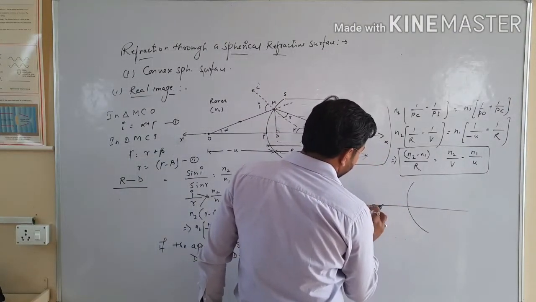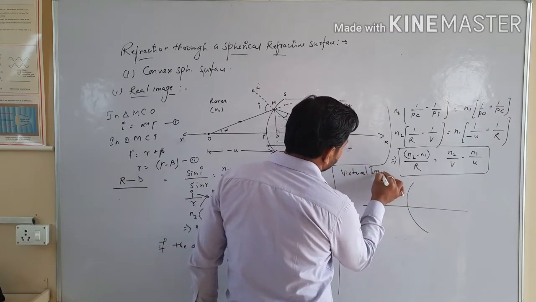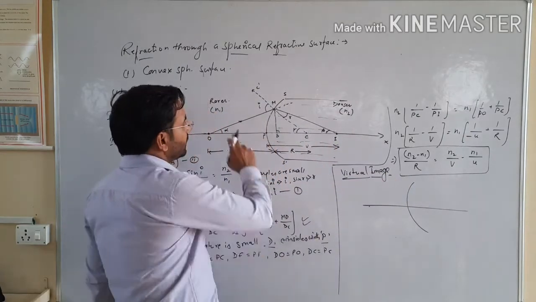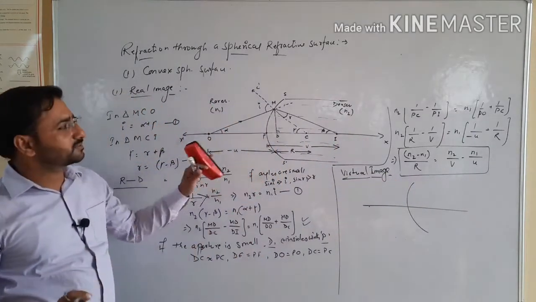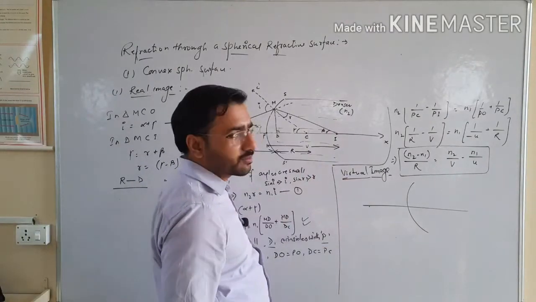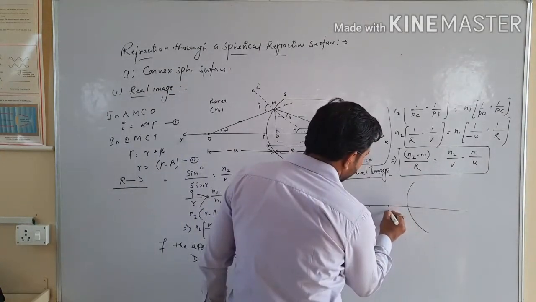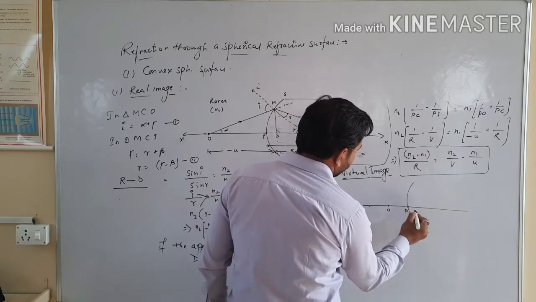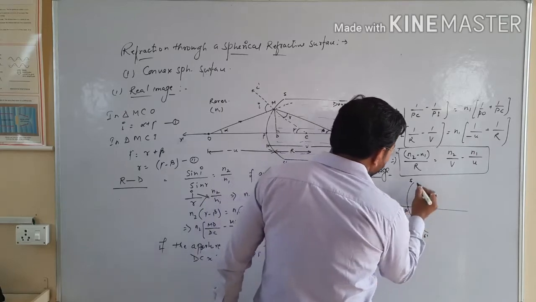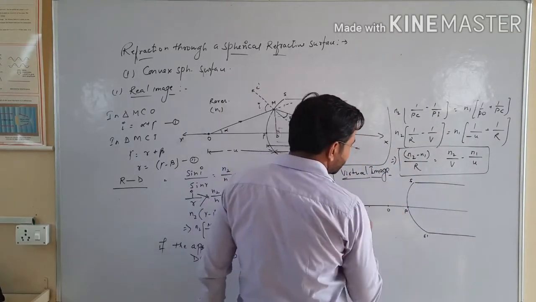As for the virtual image, it is a part of this derivation. In case of a convex spherical surface, when the light ray goes from rarer to denser medium and the image formed by the surface is virtual, for this condition we will take the object near to the pole of the spherical surface, S to S dash, so that you can see which type of image you will get.